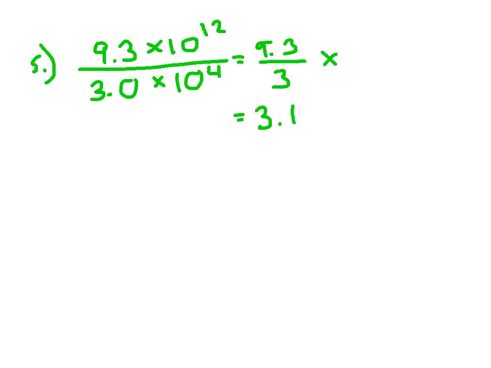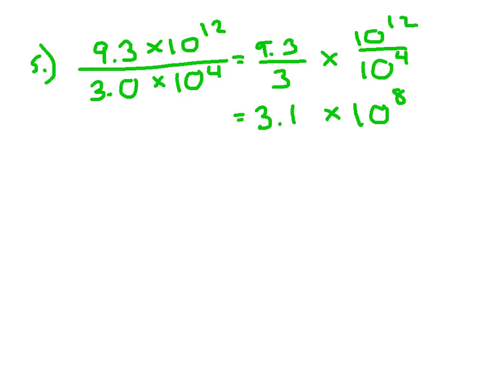Now you're also going to divide out your powers of 10. So 10 to the 12th divided by 10 to the 4th is the same thing as 10 to the 8th. So when I simplify my expression, 3.1 times 10 to the 8th is my final answer. And it's useful to use scientific notation when you divide with really large numbers, because then you don't have to deal with all those zeros at the end.